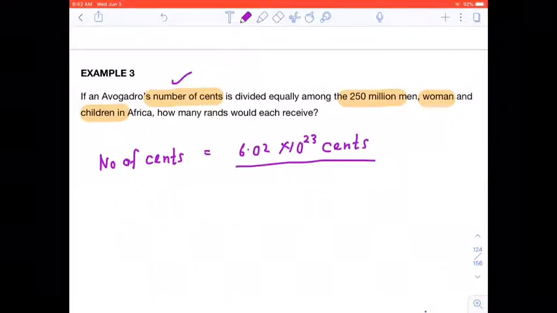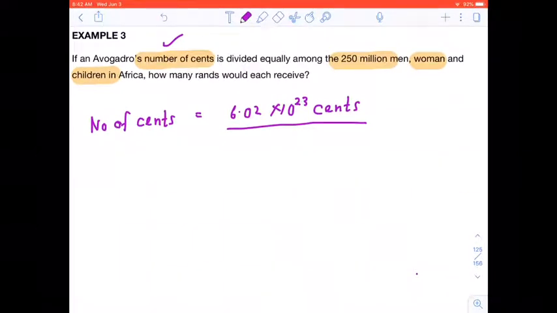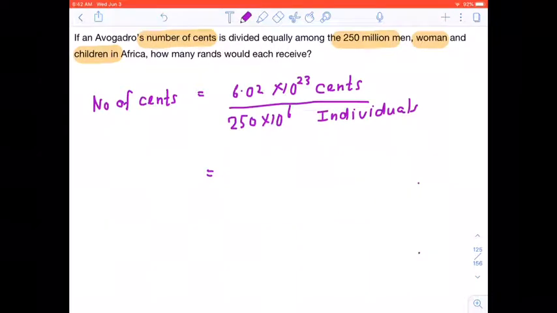Right, but how many people have we got here? Individuals, we could say it's 250 million, times 10 to the 6, individuals, and that gives us then 2.41 times 10 to the 15 cents per individual.